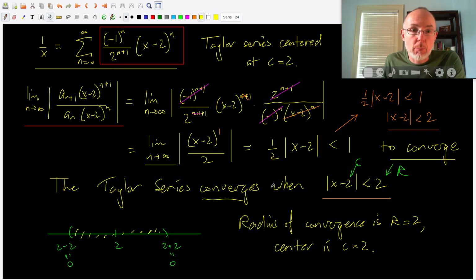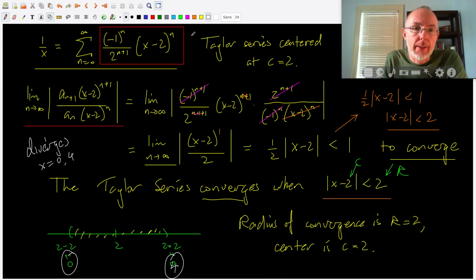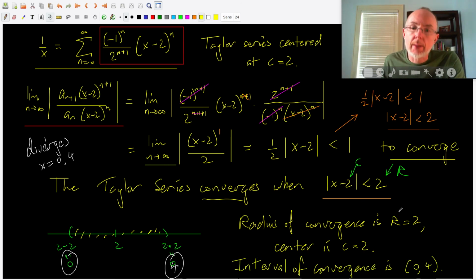Now what happens at the endpoints? If I put x equals 0 in here or x equals 4 in here, the 2 to the n's cancel and we have divergent series. You can check that, but these things diverge when x is equal to 0 or 4. In other words, it diverges at the endpoints. I wrote 0, but I meant 4. It diverges at the endpoints, and so that means that the interval of convergence is between 0 and 4. And that's what we wanted to know. We've got a radius of convergence of 2 with an interval of convergence centered at 2 and with a radius of 2 in each direction.